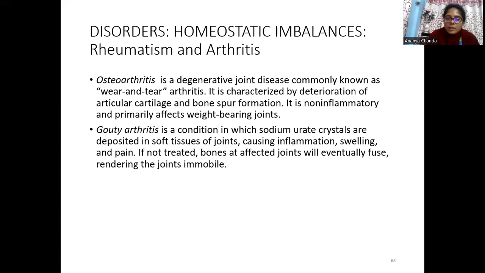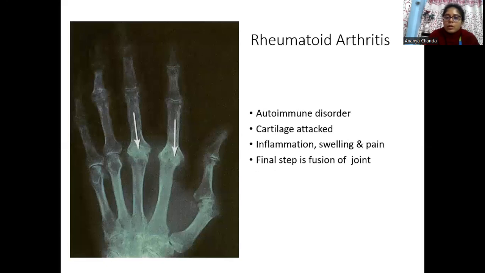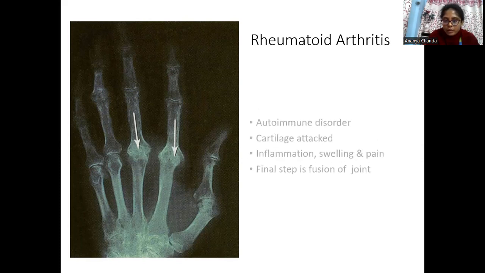Then comes gouty arthritis. It occurs due to sodium urate crystals deposited in the joint tissue, causing inflammation, swelling, and, in severe cases, pain. Then comes rheumatoid arthritis, which is an autoimmune disease where the cartilage is destroyed, and this can further lead to inflammation, swelling, and pain. The final stage is fusion of the joint, where the joint gets fused and there is a lack of movement.